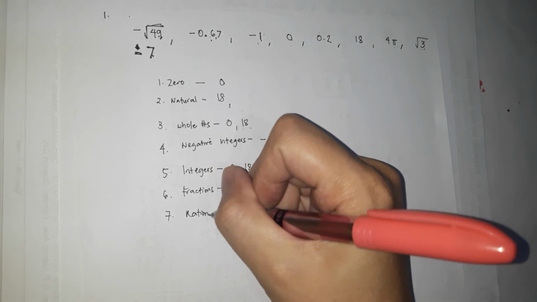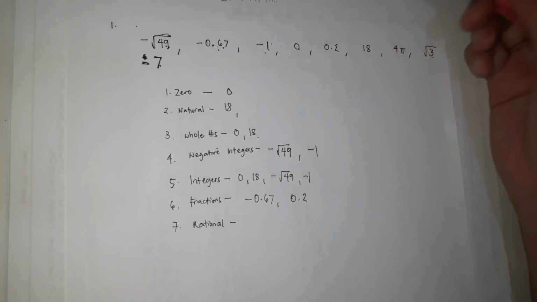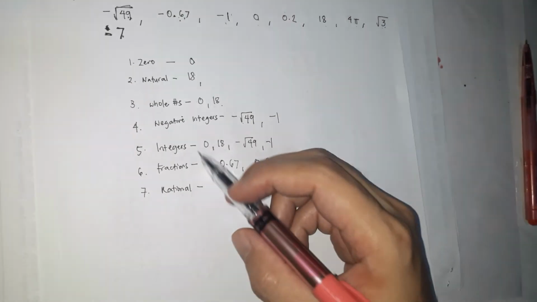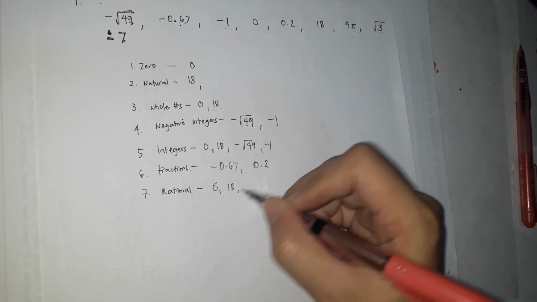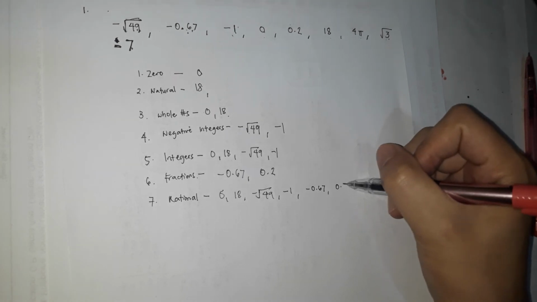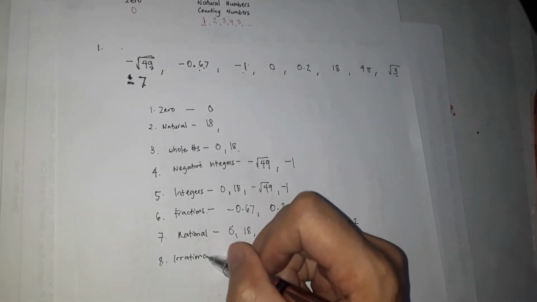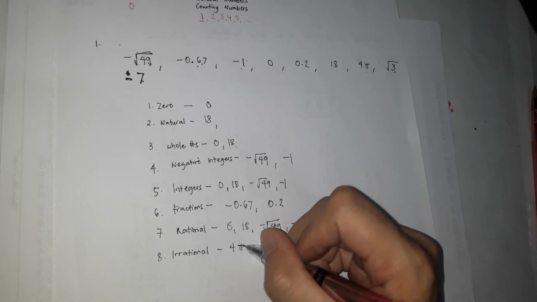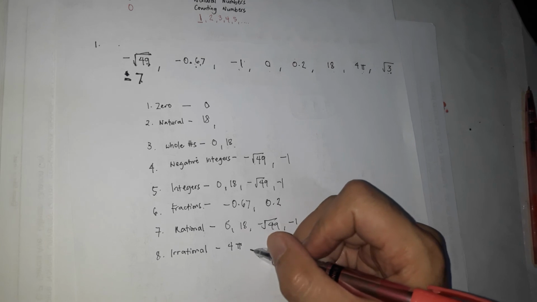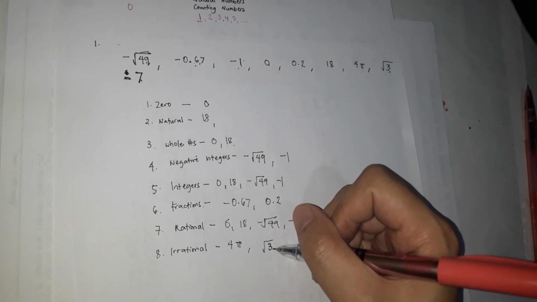Number 7, rational numbers. The rational numbers are integers and fractions. So the rational numbers are integers and fractions. Integers and fractions, I'll just copy them: 0, 18, negative square root of 49, negative 1, negative 0.67, 0.2. What's not included is 4 pi and square root of 3, because they are the irrational numbers. Why are they irrational? Because they have a decimal point and they are non-repeating and non-terminating. Square root of 3, because 3 is not a perfect square, or there is no number that when multiplied by itself gives 3.